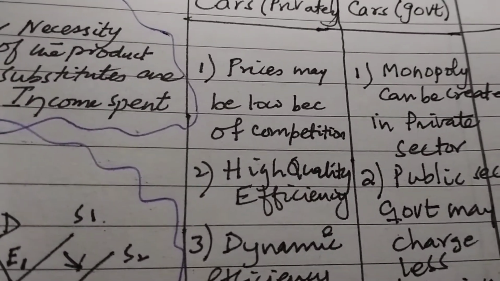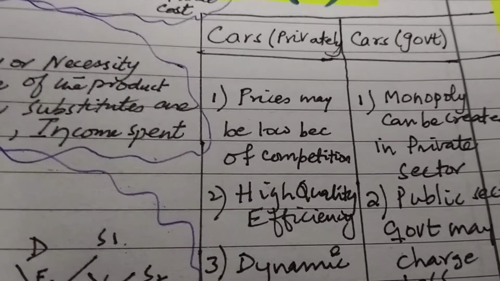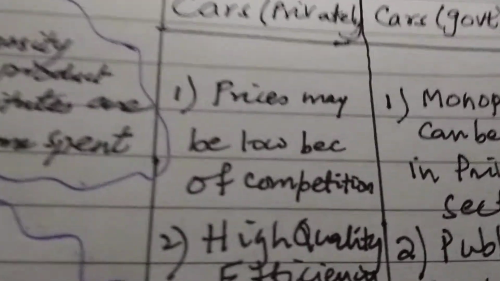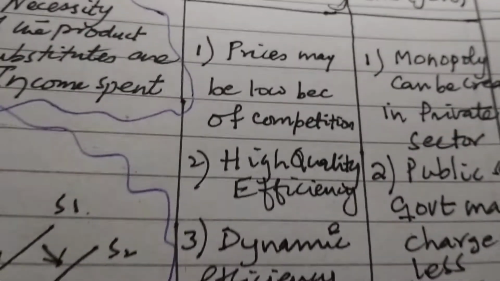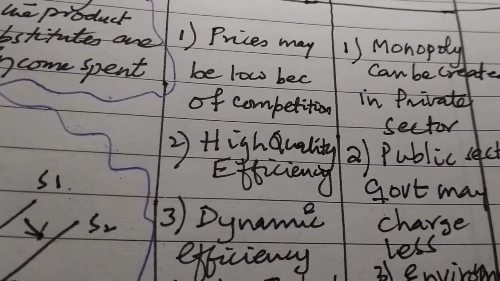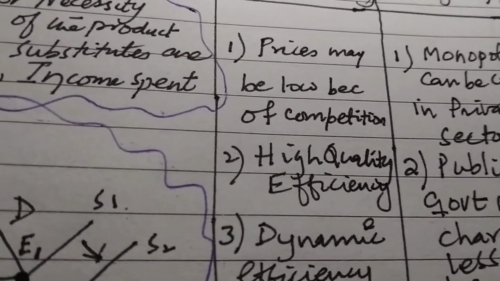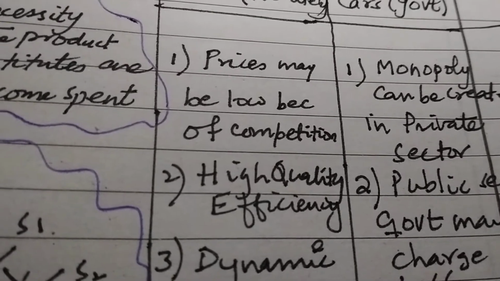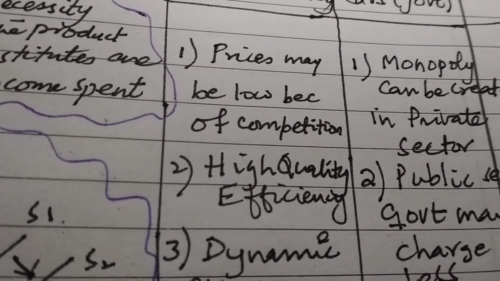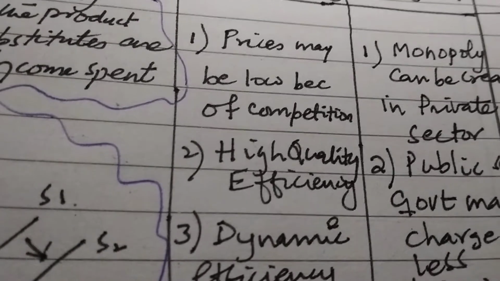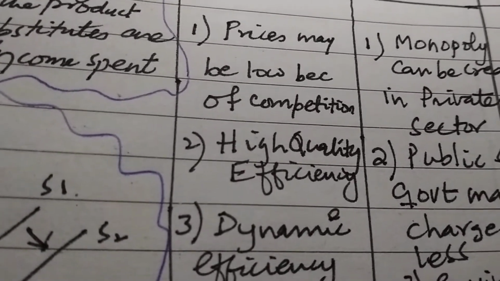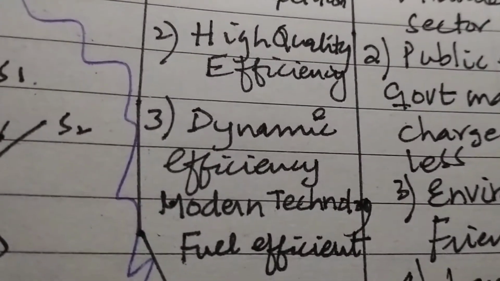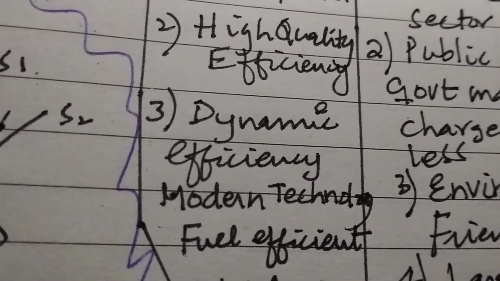Prices may be low because of competition. So there is competition in the private sector, and because of that, they are going to reduce their prices so that they can have more market share. High quality products will be produced because they know that if the product is of poor quality, it will not sell in the market. So the private sector will make no compromise on the high quality, and they are efficient also because of the high competition.